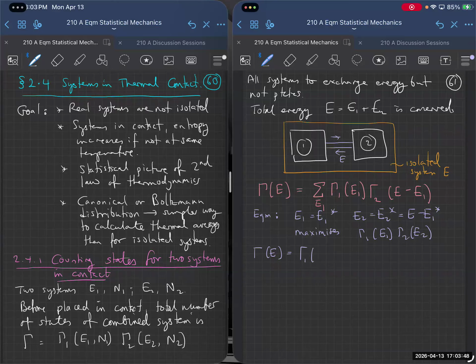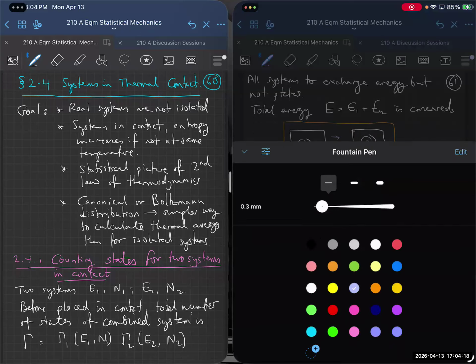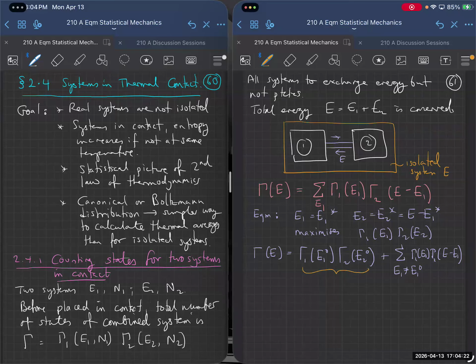I'm going to write it like this: gamma 1 of E10, gamma 2 of E20, and then plus, I'll say what those mean in a minute, the sum over E1 not equal to E10 of gamma 1 of E1, gamma 2 of E minus E1. So all I've done is I've separated out the initial configuration of the system. So this was the initial configuration between system 1 and system 2. So that's the initial partitioning.